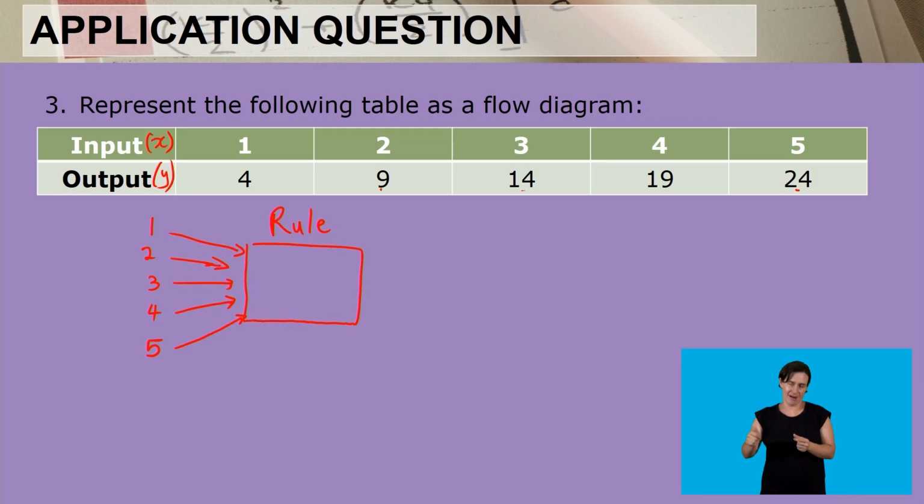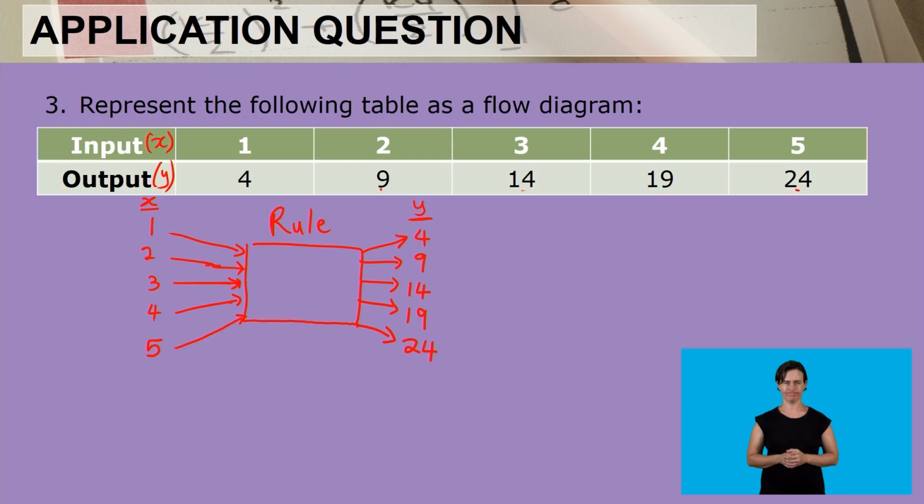So what about our output values? And remember, our output values are represented by a Y, just like our input values are represented by an X. So the output values there, we will also have 5 of them. So we are going to have 4 as the first output value, 9 as the next, 14 as the next, then we have 19, and then we have our last value, which is 24.